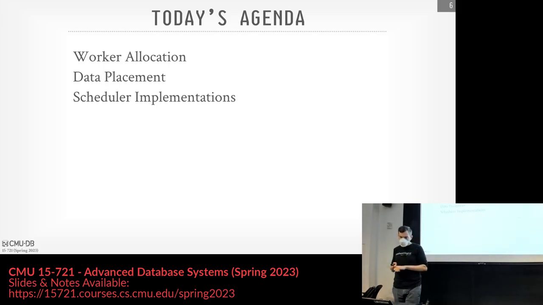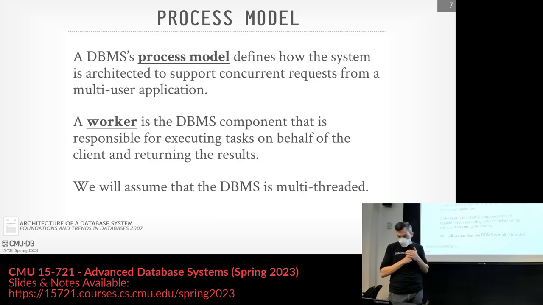Okay. So in the undergrad class, we spent time talking about what a process model is. This is just a reminder of what that is and to understand how it relates to scheduling. The process model defines what the underlying system architecture looks like in terms of supporting multiple queries and multiple resources, or basically multiple CPUs. You could have a process per worker, or you could have a thread per worker.